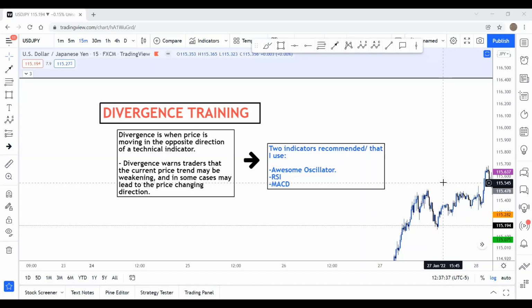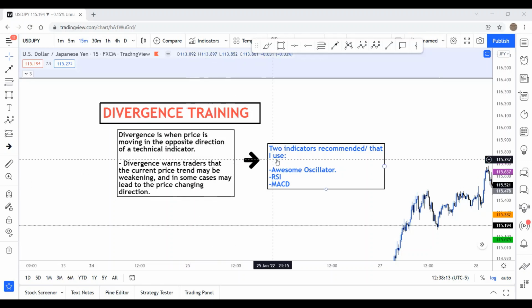For this training, we're going to be discussing divergence. Now, what is divergence? Divergence is when price is moving in the opposite direction of a technical indicator. Divergence warns traders that the current price trend may be weakening, and in some cases may lead to price changing direction. In other words, divergence helps traders identify when the market is going to reverse, right? Reversal into the opposite direction.